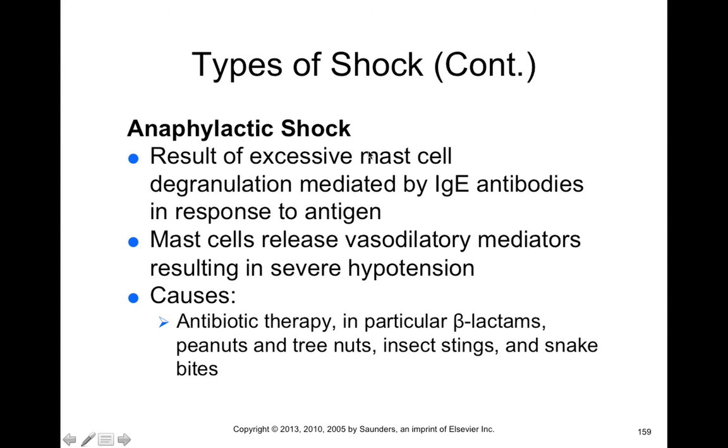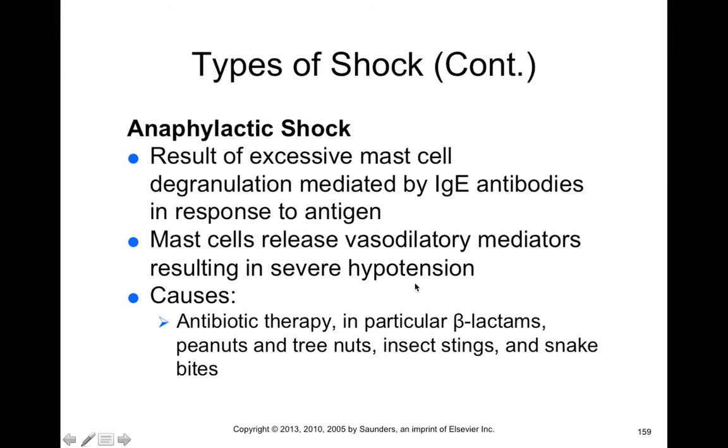Now, anaphylaxis we just talked about, as a result of excessive mast cell degranulation. It's mediated by IgA antibodies in response to some sort of hypersensitivity to a particular antigen. Now, these mast cells release these vasodilatory mediators, which cause severe hypotension. Things like histamine can lead to vasodilation, and therefore, if you have a lot of histamine released, that can lead to hypotension or low blood pressure.